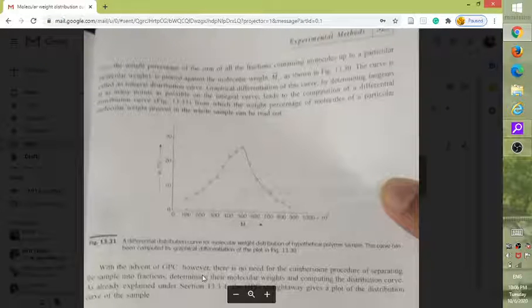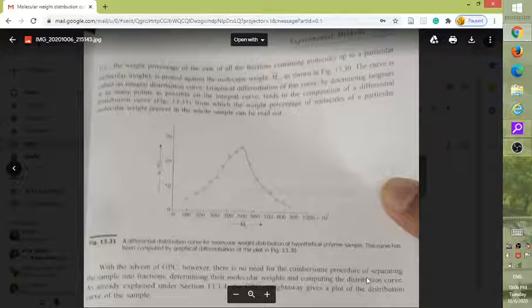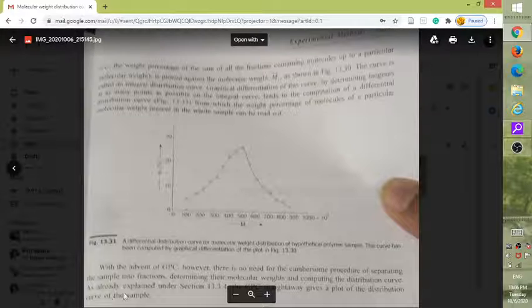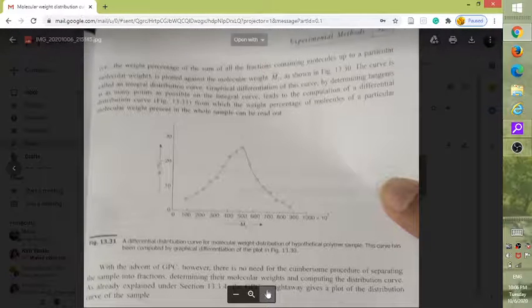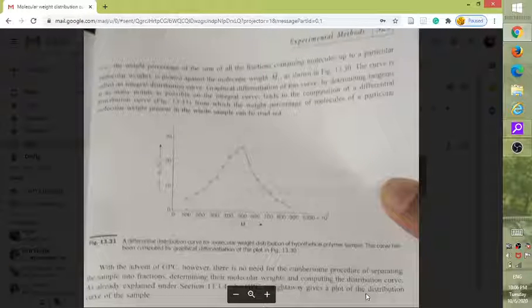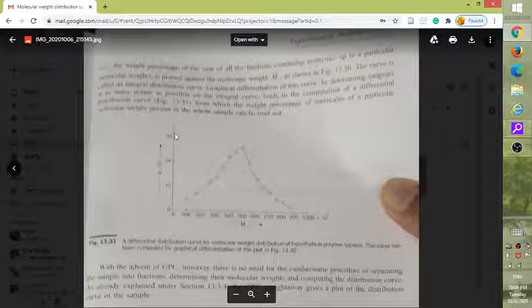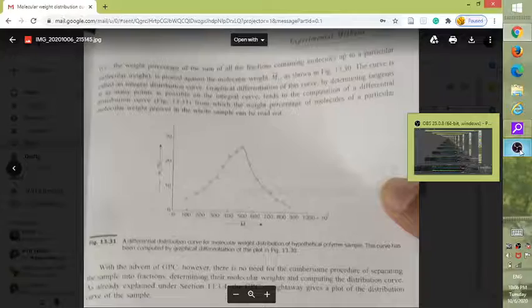With the advent of GPC, however, there is no need of the cumbersome procedure of separating the sample into fractions, determining their molecular weights, and computing the distribution curve. As already explained, GPC straight away gives a plot of the distribution curve of a sample. If you do GPC, you will know that it is a kind of machine which directly gives the plot of the distribution curve. So this is what you need to know in molecular weight distribution curve. Okay, thank you. Later on we'll see molecular weight determination.